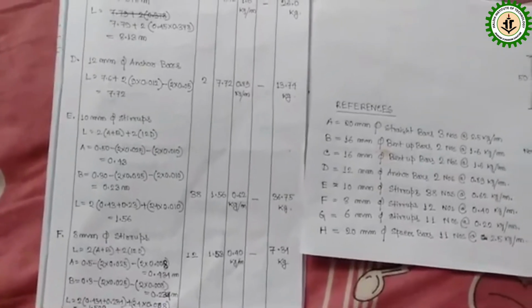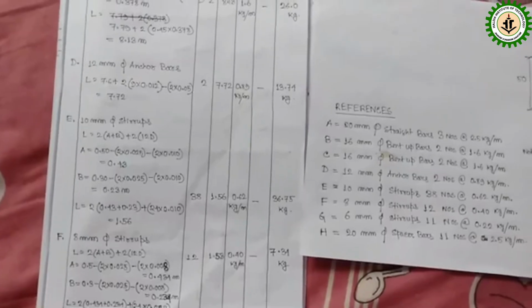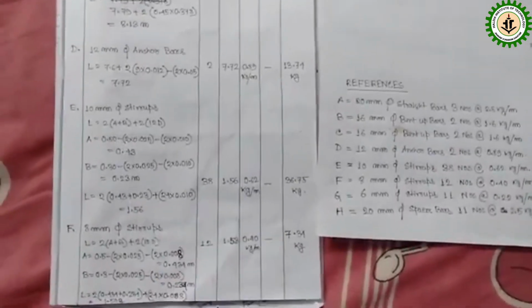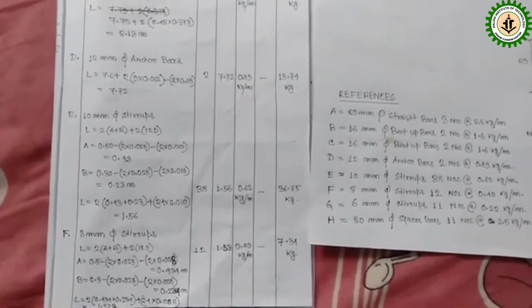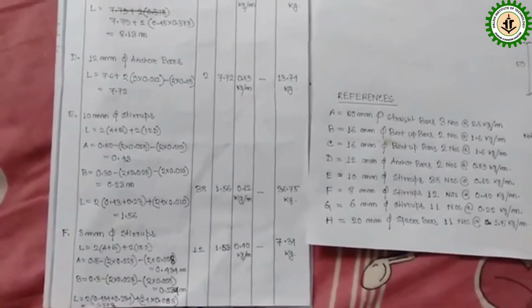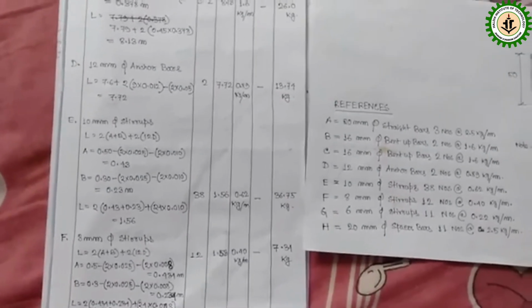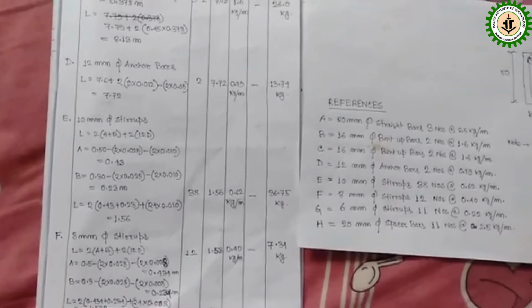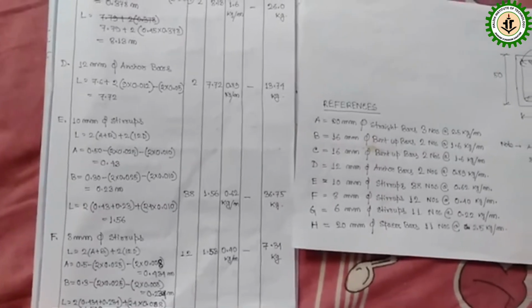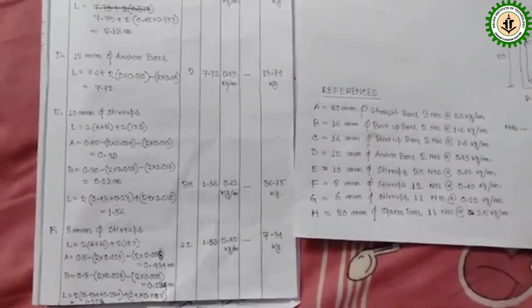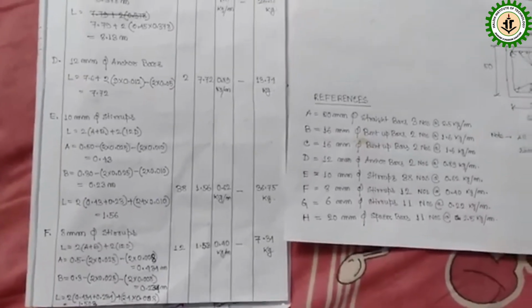So we have to deduct 2 into 0.010. So the length of A will be 0.50 minus 2 into 0.025, that is for cover area, and that we have to deduct. And the next deduction is 2 into 0.010, that is for the diameter of the stirrup bar. Okay, so the length of A is coming 0.43 meter.